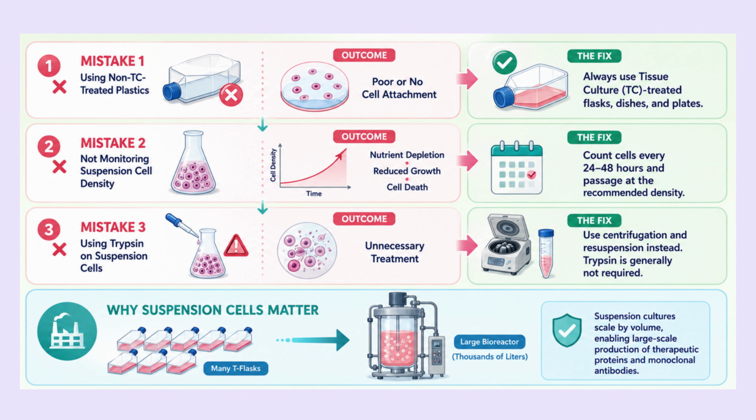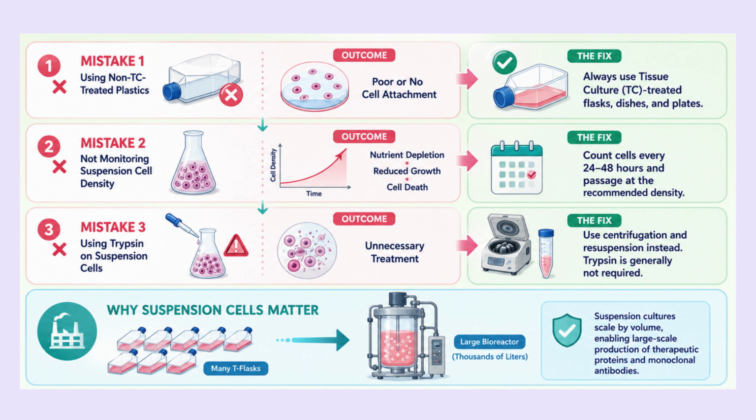Mistake 2. Not monitoring suspension cell density. The fix: set a regular counting schedule, every 24 to 48 hours for fast-growing lines. Passage when density reaches 1 to 2 times 10 to the 6 per milliliter, line dependent. Do not rely on visual turbidity assessment alone. By the time turbidity is obvious, the culture may already be crashing.